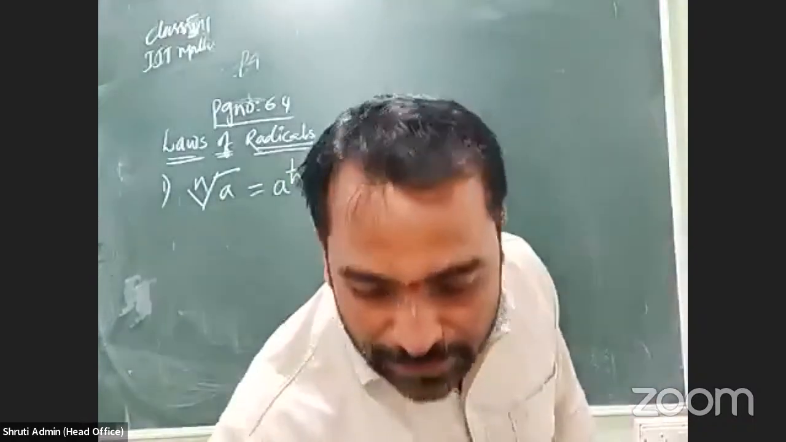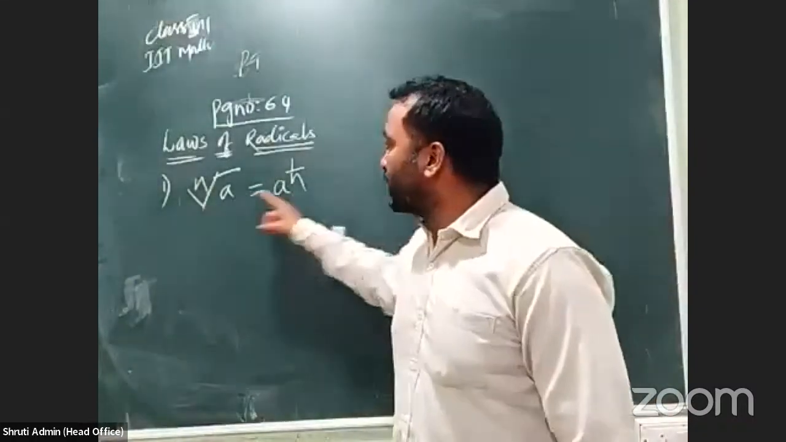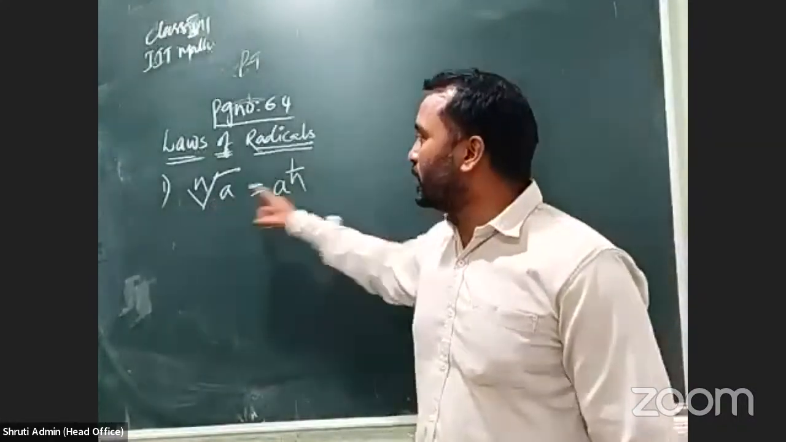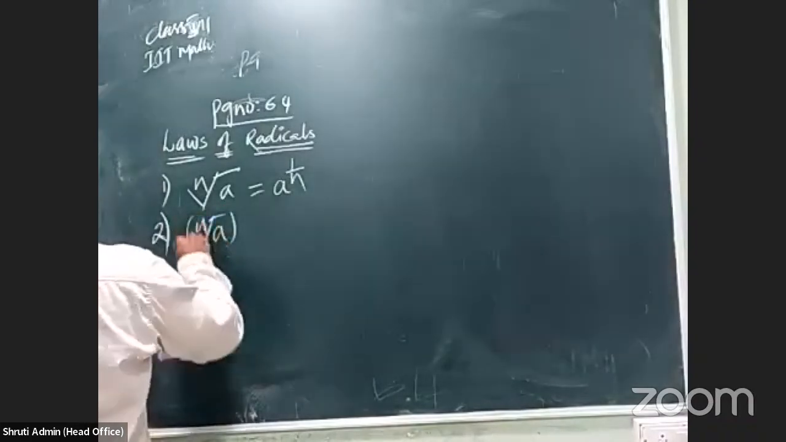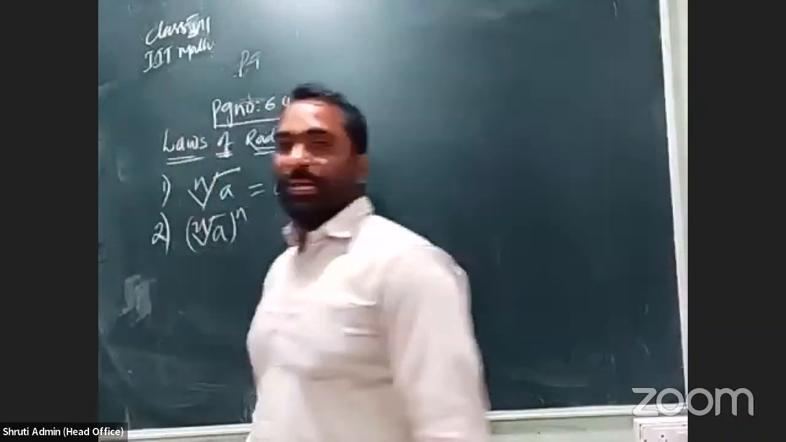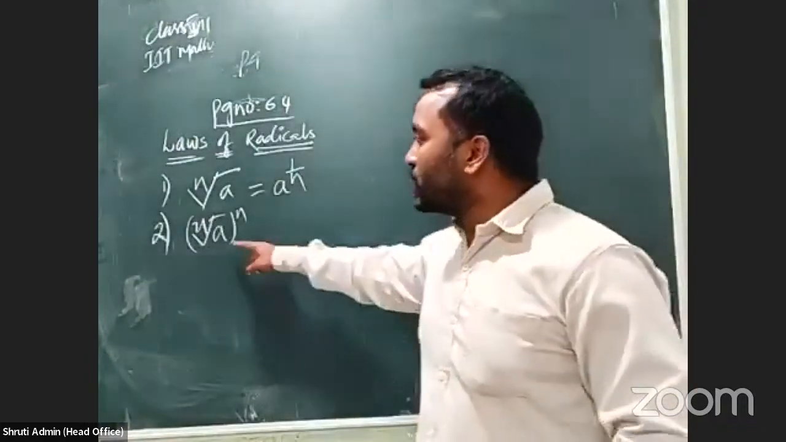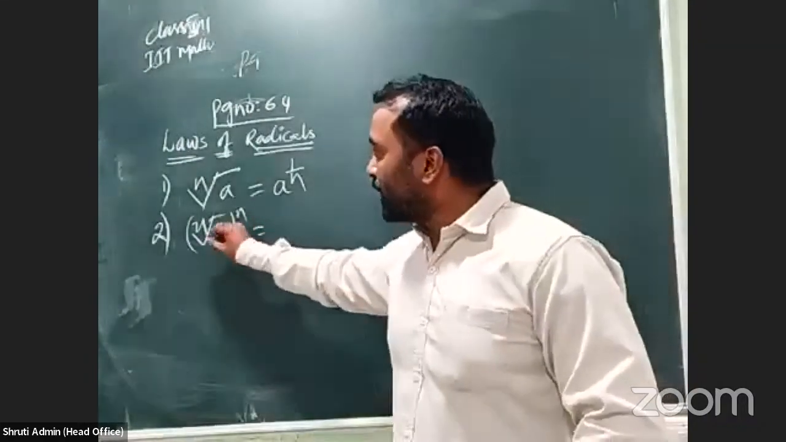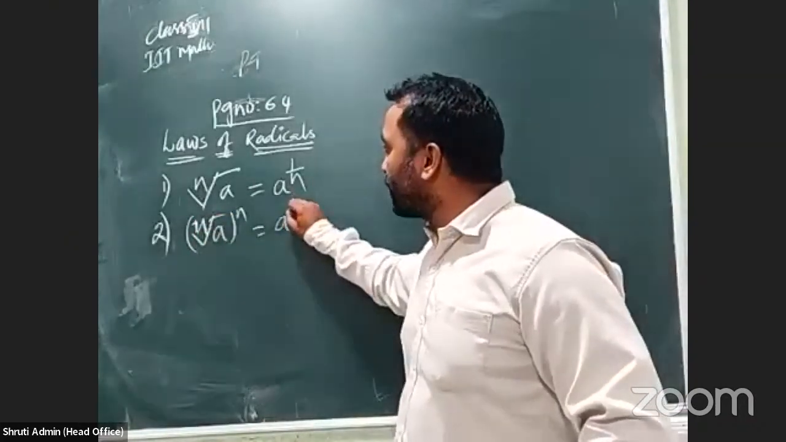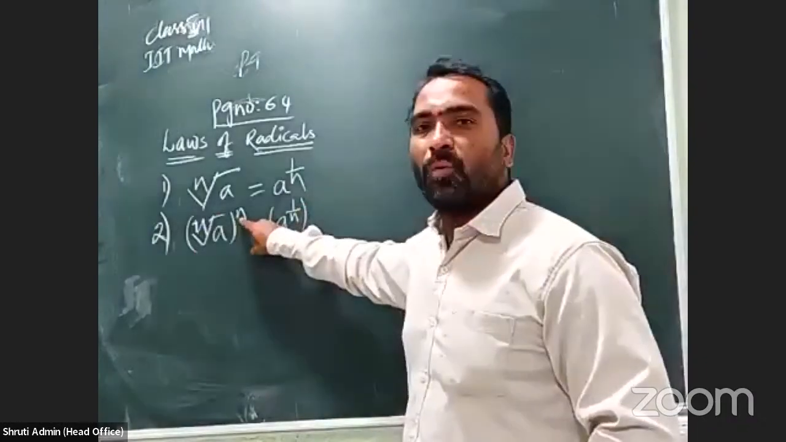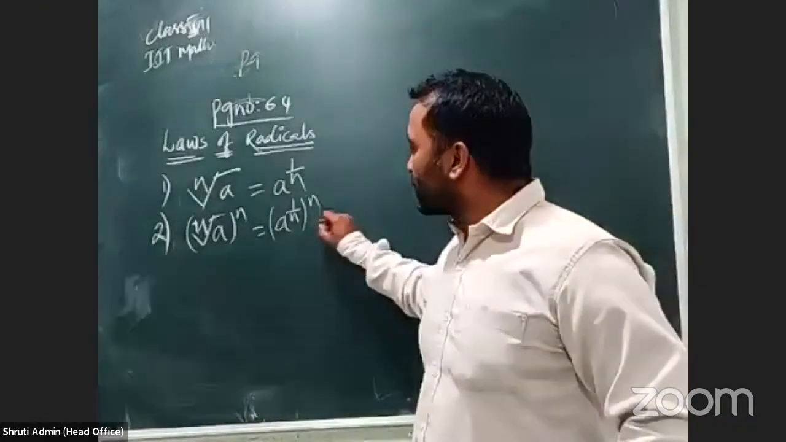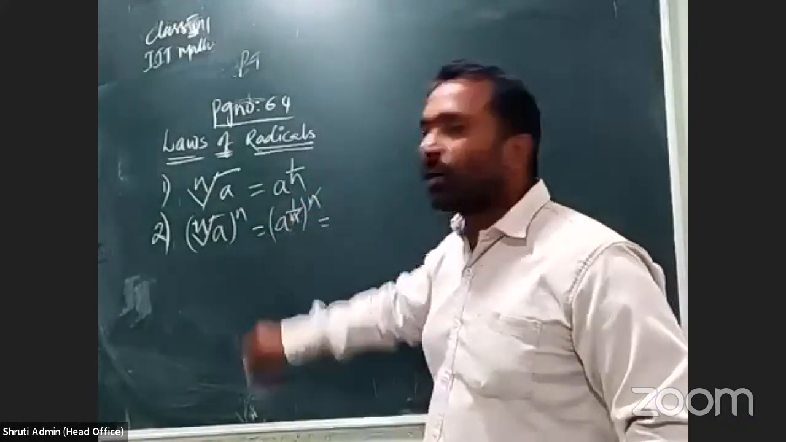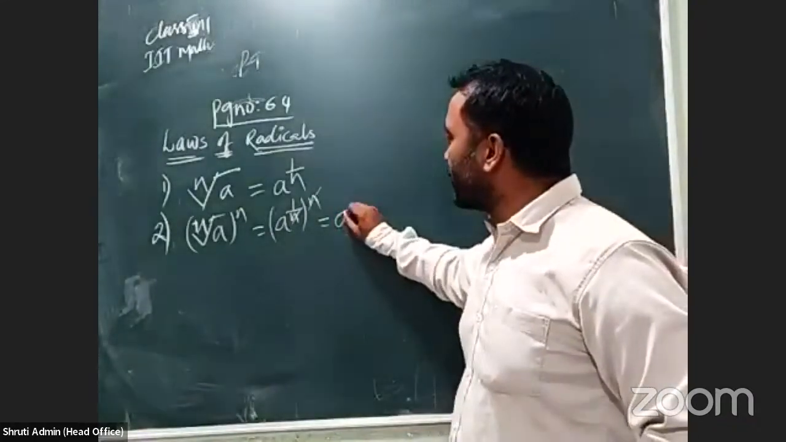So a power 1 by n, I said, means when we remove this nth root, it becomes 1 by n. And this is also one of the laws of radicals. So nth root a whole to the power of n. If I remove this nth root first of all, it will become a power 1 by n, and already the outside power n is there. So I am writing power n. Now numerator n and denominator n will be cancelled. The answer will be a.